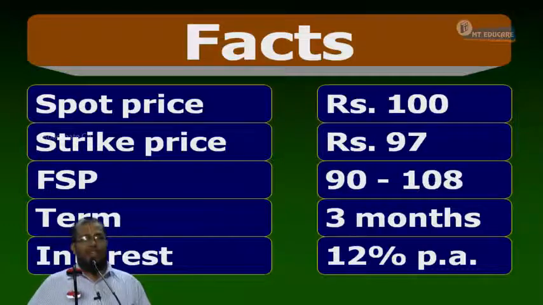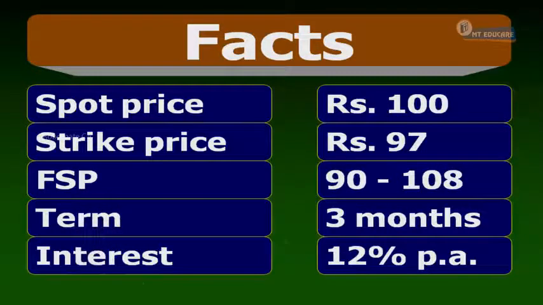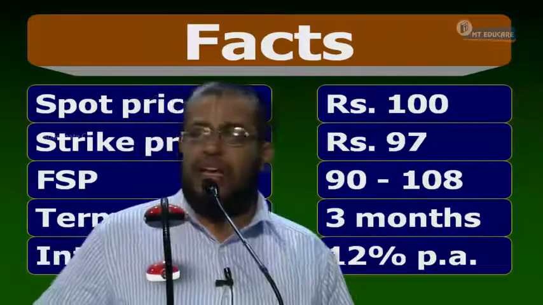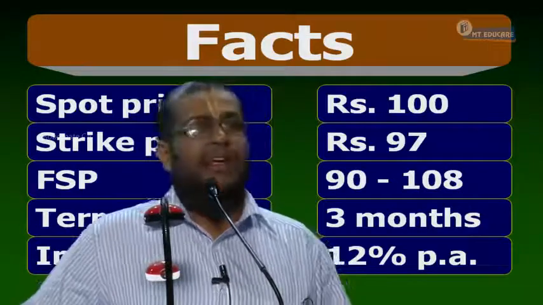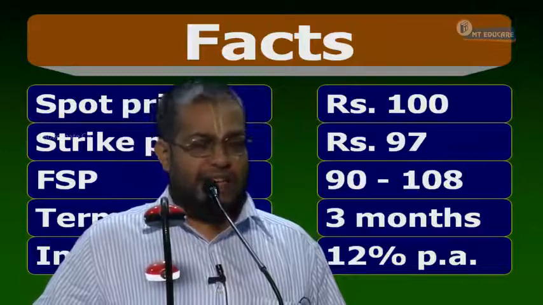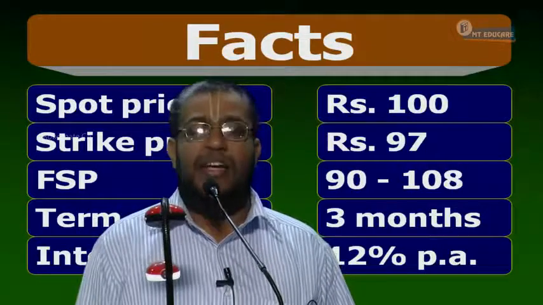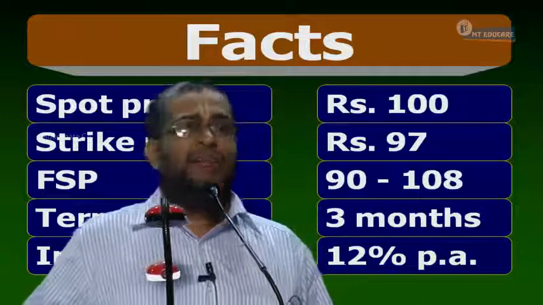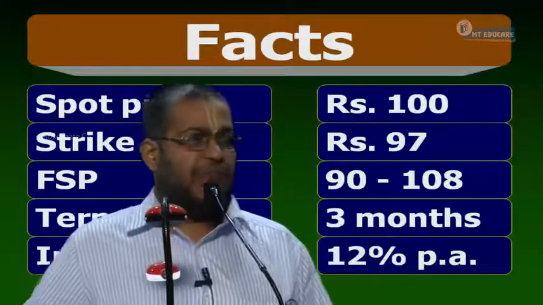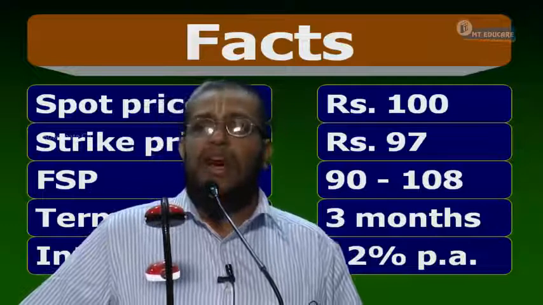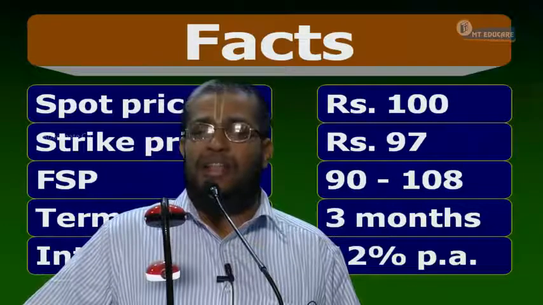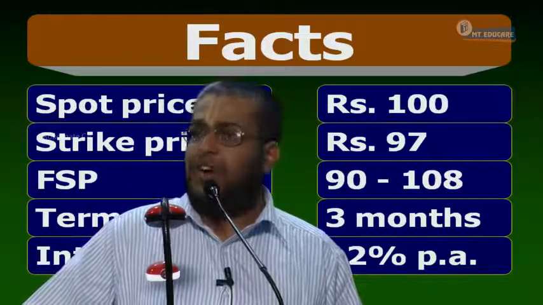The writer of a call option has an obligation to sell. The writer of a put option has an obligation to buy. There are three prices for the underlying asset: spot price, strike price, and the future spot price. The price at which the underlying asset is trading today in the market is called the spot price. The agreed price for a future transaction today we call the strike price. And the actual price at which it is trading in the market on the maturity date we call the future spot price.